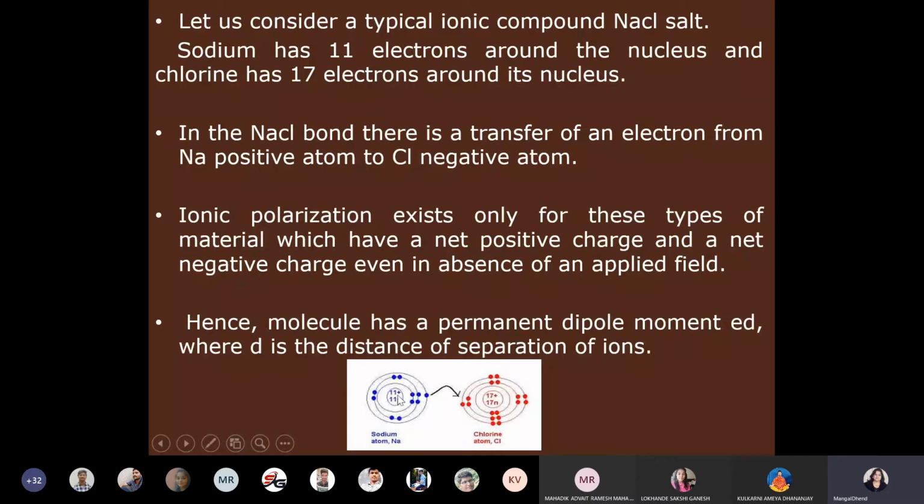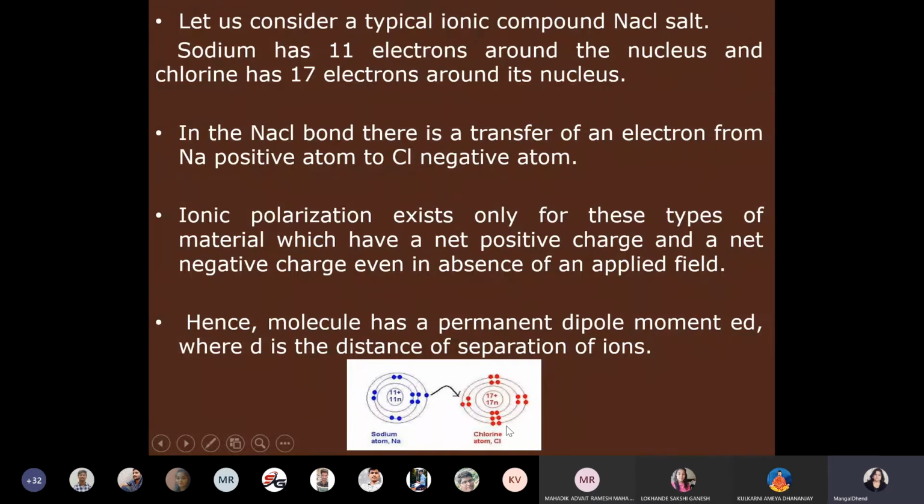This means we can say that when sodium shares its 11 electrons with the chlorine, sodium is positive because it is giving its electrons to the chlorine. So sodium is a positive ion, and chlorine, as it takes electrons from the sodium, is negatively charged. So positive charge and negative charge are displaced at some distance d. That distance is small initially. Now you place this NaCl in an electric field.